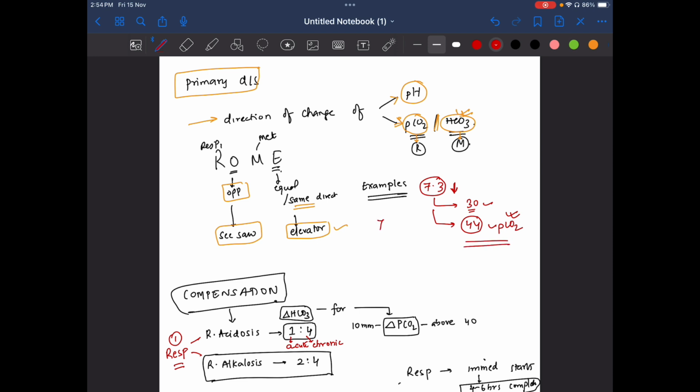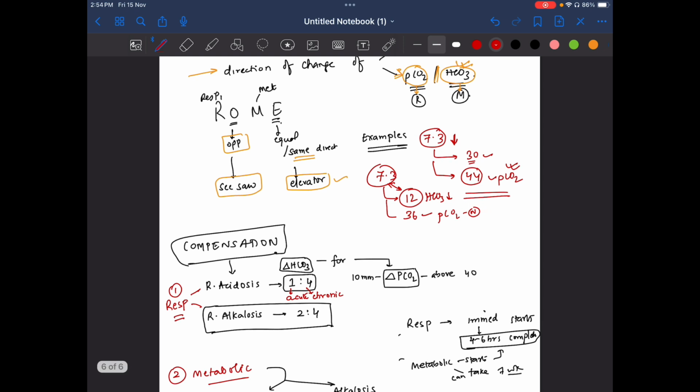Isn't it? Similarly, if the pH is 7.3 and you see the bicarb to be 12 and the PCO2 to be maybe 36, all right? Here we can see PCO2 is normal, but the bicarb is low, that is 12. So the decrease in bicarb is making sense of the acidosis. So in this case, the primary disorder will be metabolic acidosis, isn't it? So yeah, that's the one thing.